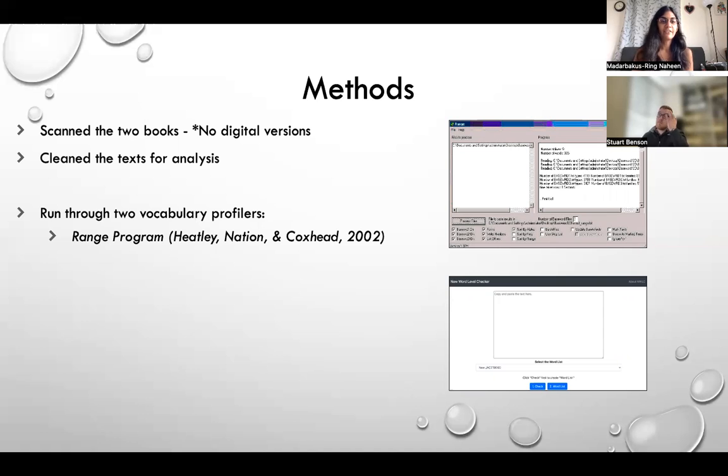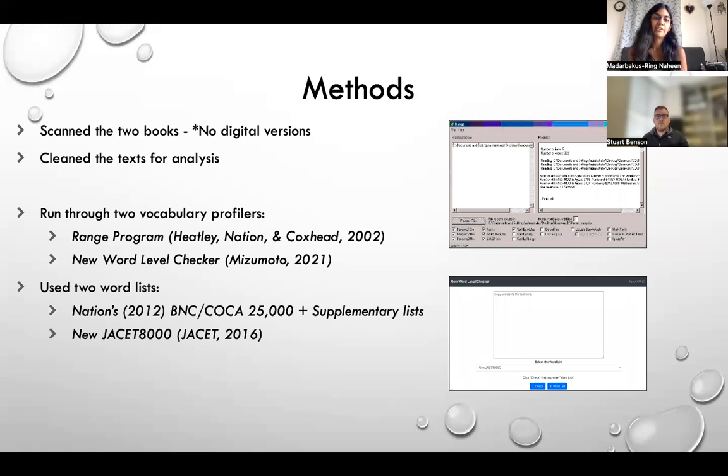We then ran the data through 2 vocabulary profilers. The first one was the general word list profiler using the range program, which was created by Heatley et al. And then we used a context-specific vocab profiler, which was the new word level checker, which was updated by Mizumoto just last year. We also used 2 word lists. This involved looking at Nation's 2012 BNC COCA 25,000 words plus supplementary lists. And also we used the context-specific new JASIT 8000, which was again recently updated by JASIT in 2016.